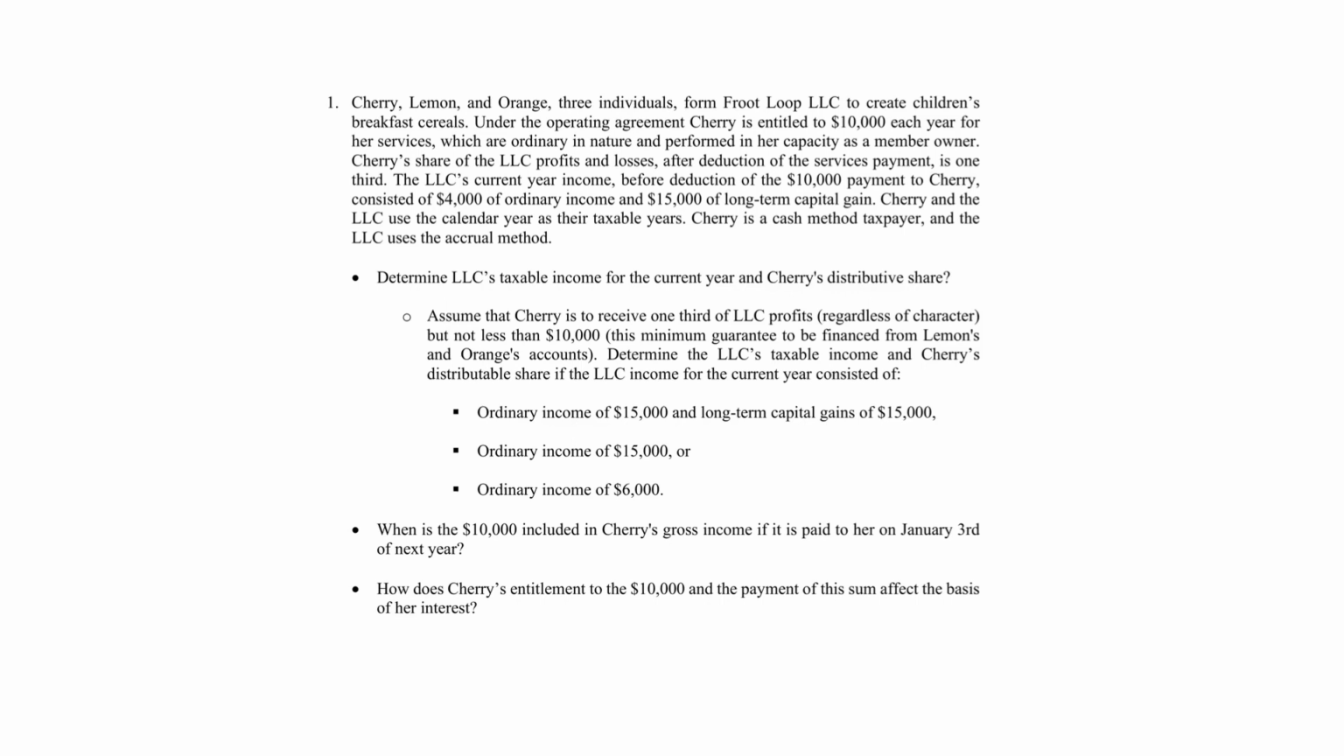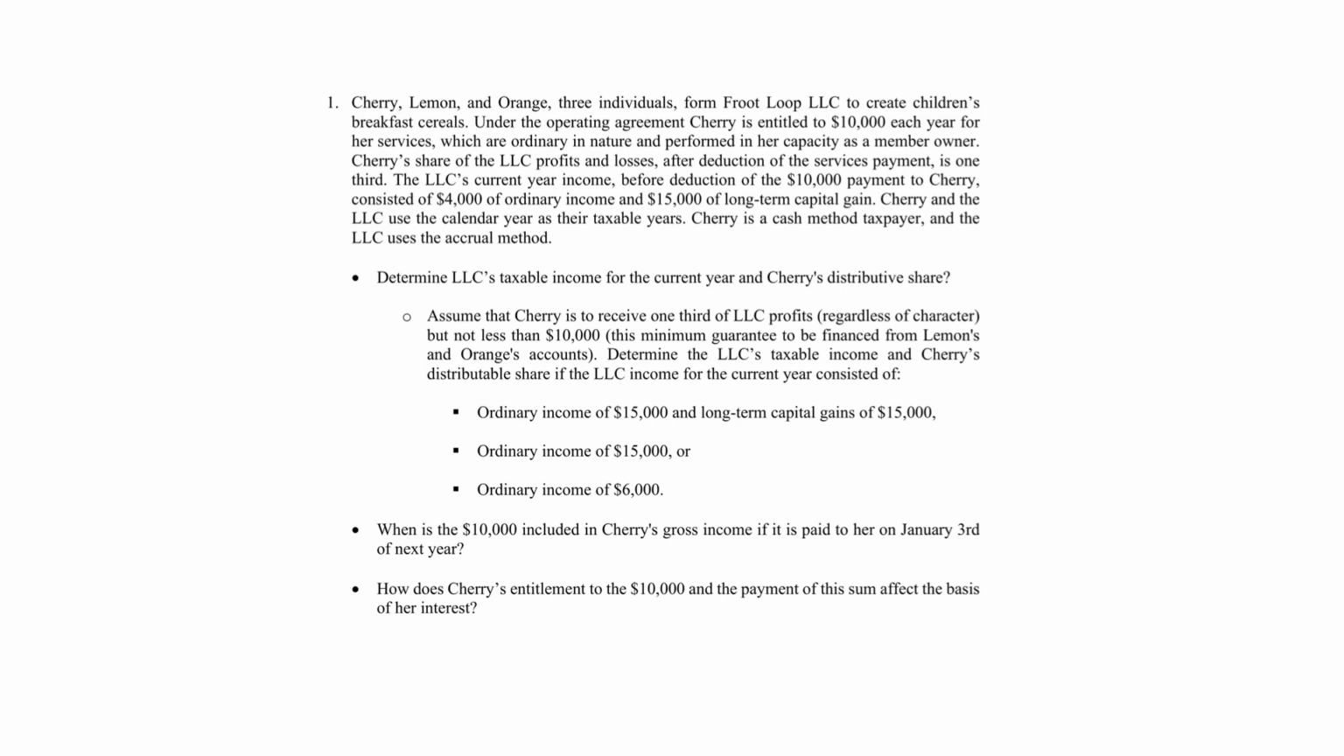All right, so this problem focuses on transactions between a partnership and partner. We've got Cherry, Lemon, and Orange. They're three individuals. They form Fruit Loop LLC to create children's breakfast cereals. Under the operating agreement, Cherry is entitled to $10,000 each year for her services, which are ordinary in nature and performed in her capacity as a member owner. Cherry's share of the LLC profits and losses after deduction of the services payment is 1/3.